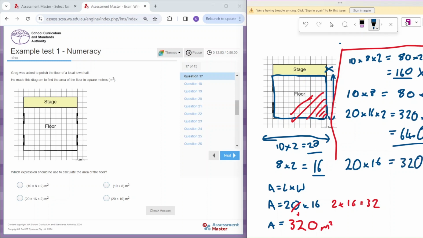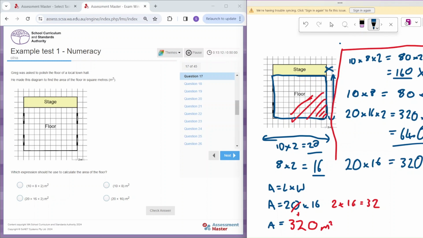That's the correct answer. Now, there would be a quicker way to do this. The way I'm showing you is the fail-safe way. If you're not sure, if you're not confident with this style of question, this is what you should do. It might take you a little bit longer, but you will 100% get it right if you do it like this.